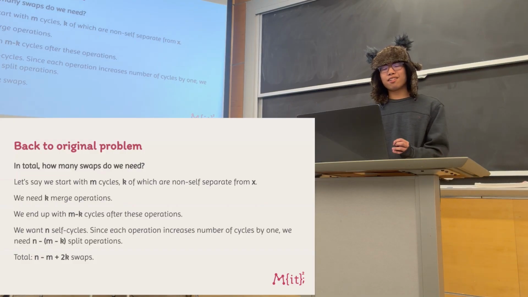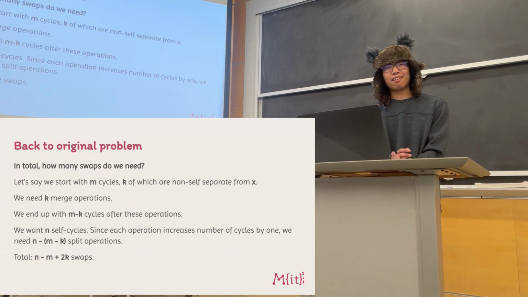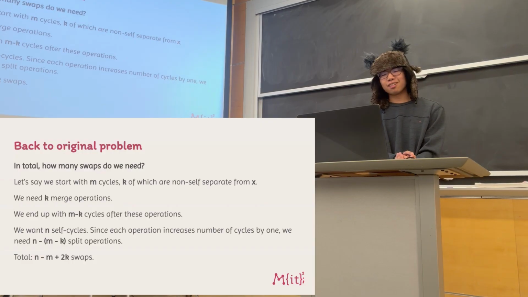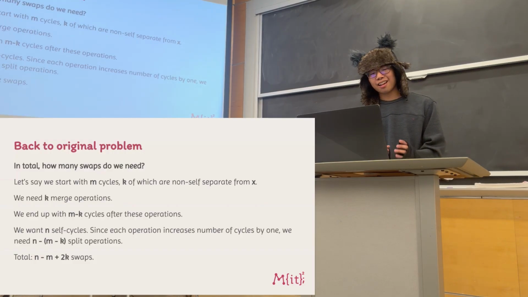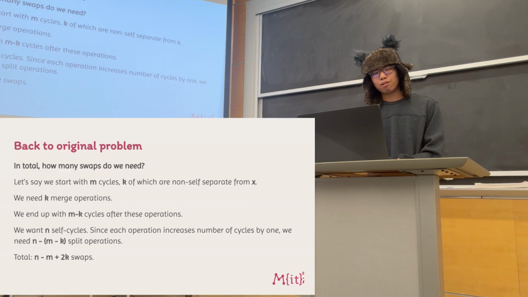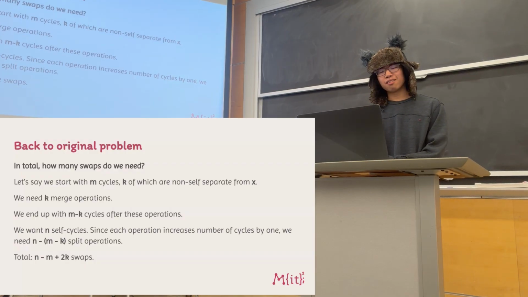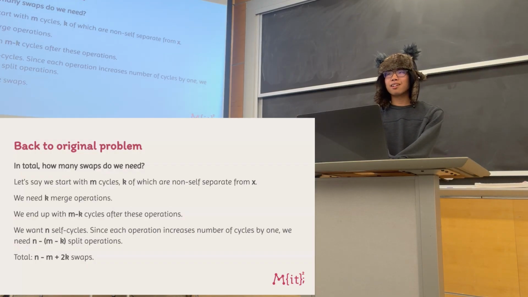And then now after we run these merge operations, we want to get to n self cycles by running the split operation. So since each operation increases the number of cycles by 1, we need n minus how many cycles there were after the merge operations. That amount of split operations is what we need to do in order to reach n self cycles. So the total number of operations we need to do is n minus m plus 2k. Does anyone have any questions?